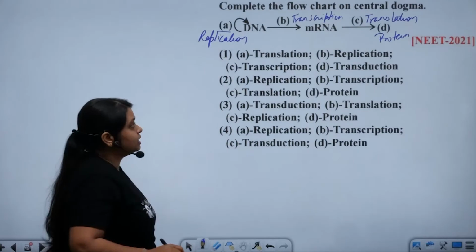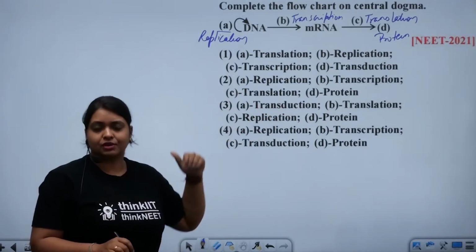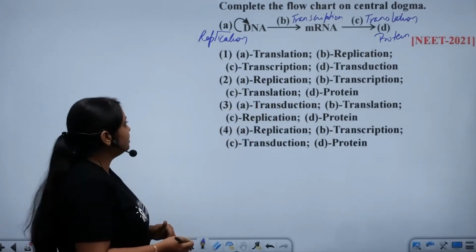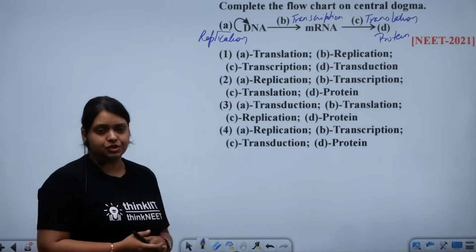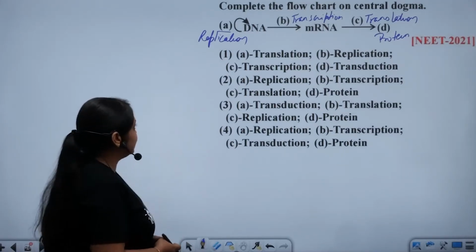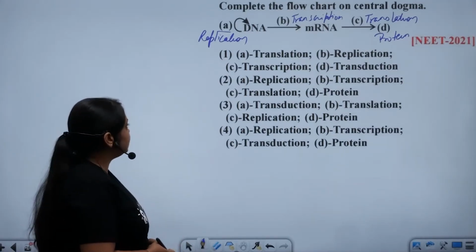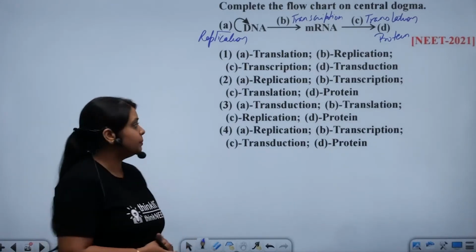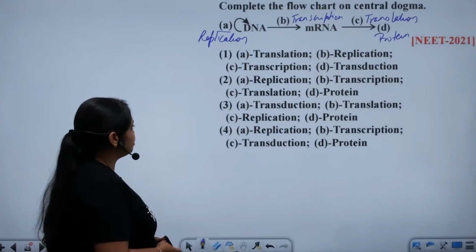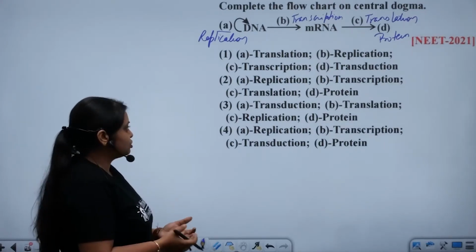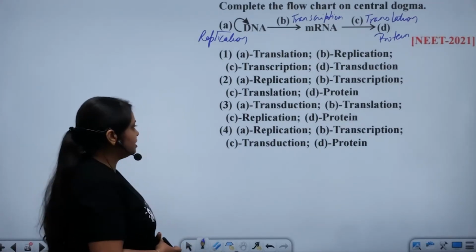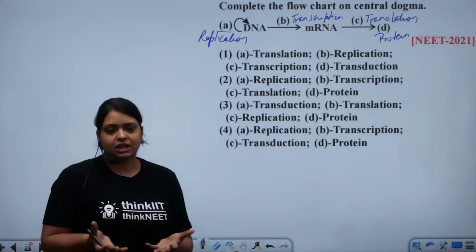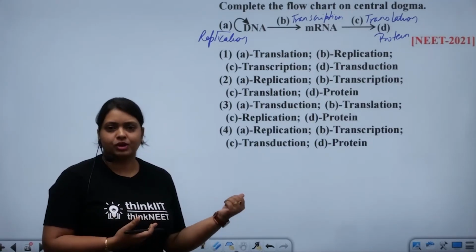So following the above information that I have written over here, let's follow the options. First option is A, translation, B, replication, C, transcription, D, transduction. You can see this is wrong. Second option, A, replication, yes. B, transcription, that is also correct. C, translation, yes. D, protein. So we get the correct answer in option number 2.